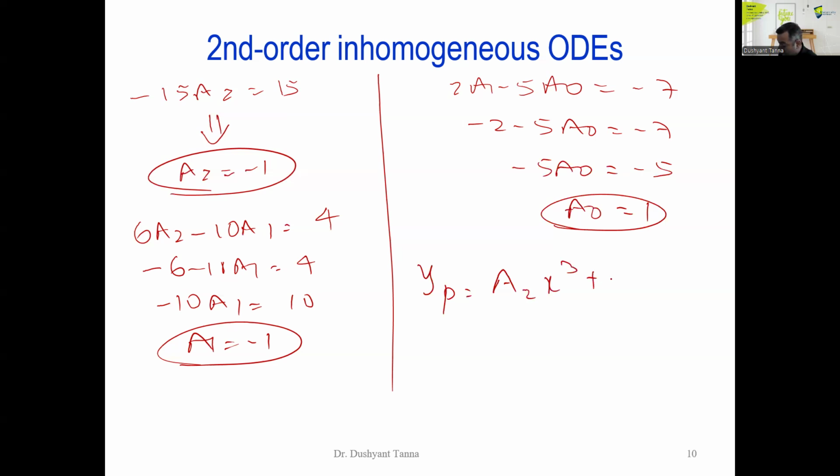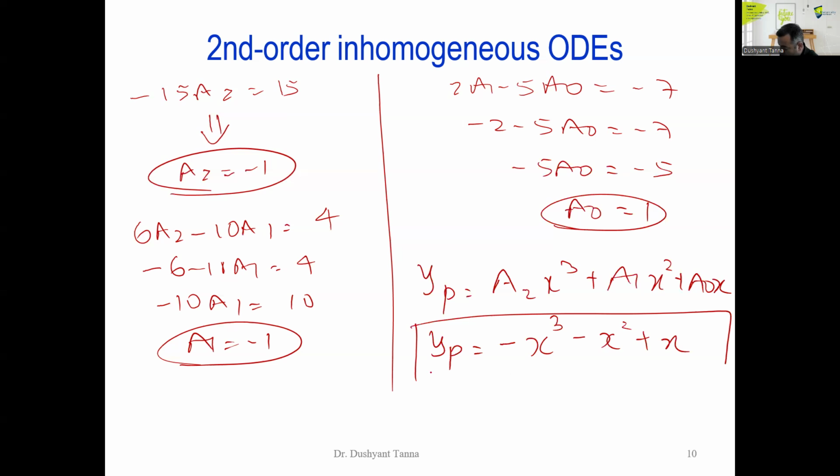A2x3, A1x square, and A0x. So your YP, A2 which is minus x cube, sorry, not square, minus x squared plus x. This is your YP. Okay. So we got our YH, we got our YP.